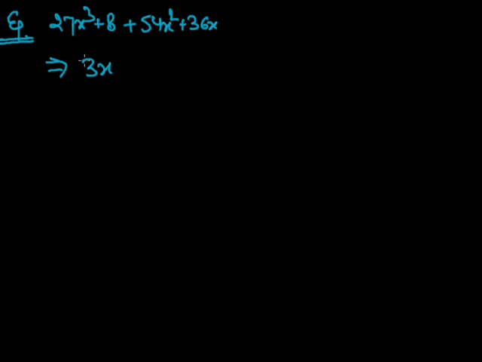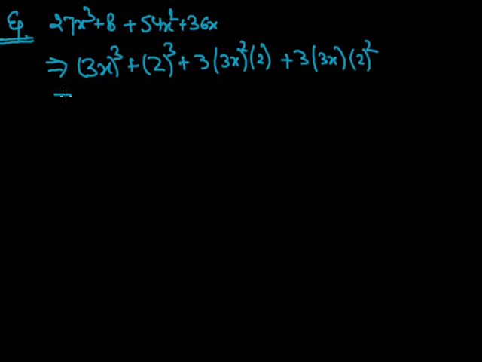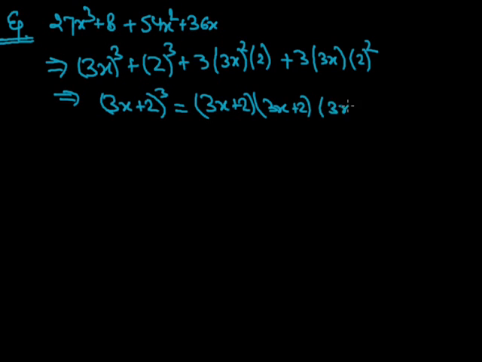Then we may write the first term as (3x) whole cube, plus 8 as 2 cube, plus 3a square b, that is 3 into (3x) whole square into 2, plus 3ab square. It will be given by (a plus b) whole cube, that means (3x plus 2) whole cube, or you may say (3x plus 2)(3x plus 2)(3x plus 2). Now we cannot further reduce it, so it is the final factorized solution.